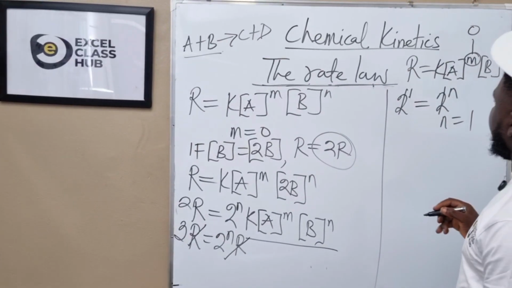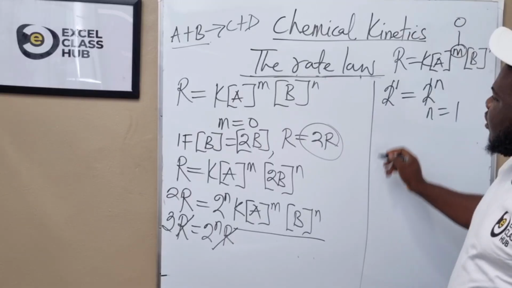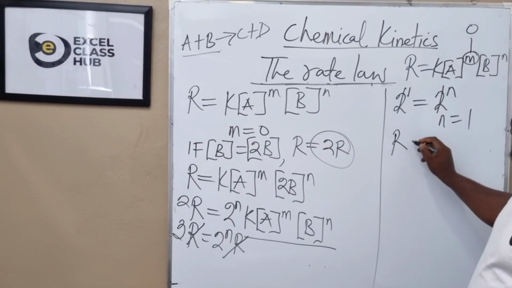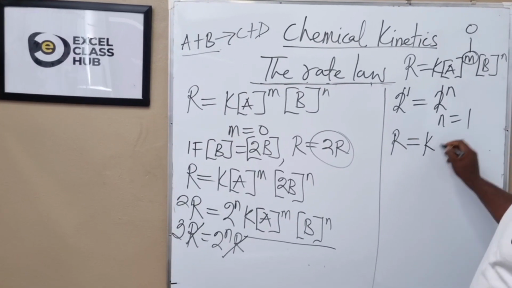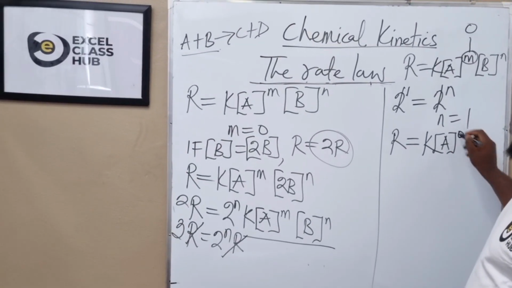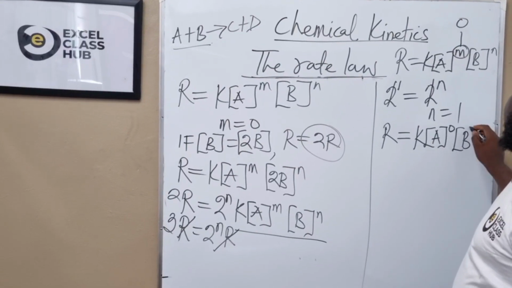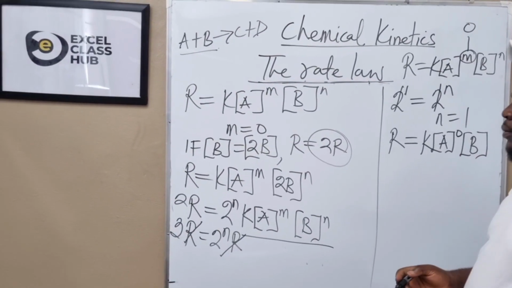But then, the question said we should determine the rate law. So we are not expected to stop here. So what will be the rate law? The rate law now becomes R is equal to K, concentration of A. Now we already concluded that our M is 0. So what will be here will be 0. Then concentration of B raised per 1.